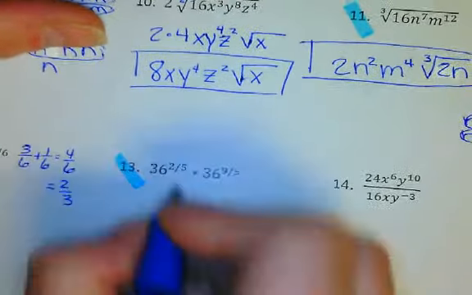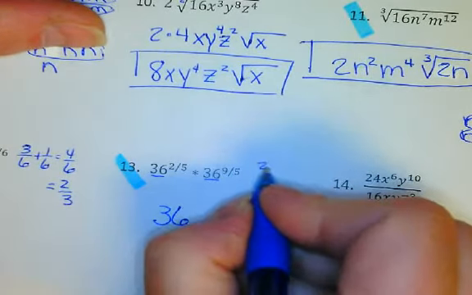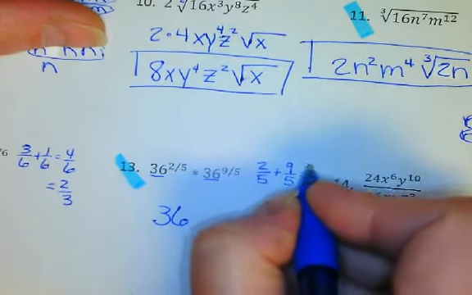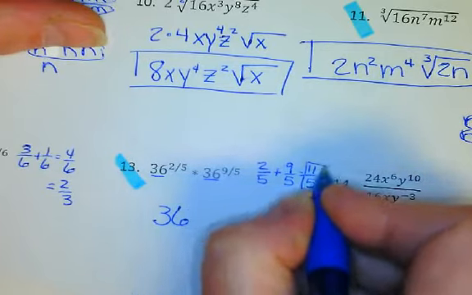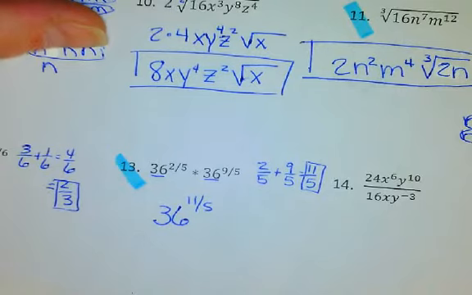Alright, over here, my base is 36. So again, I'm not multiplying that. I'm just rewriting it. And that gives me 2/5 plus 9/5, which gives me 11/5. That can't be reduced anymore. So 11/5.